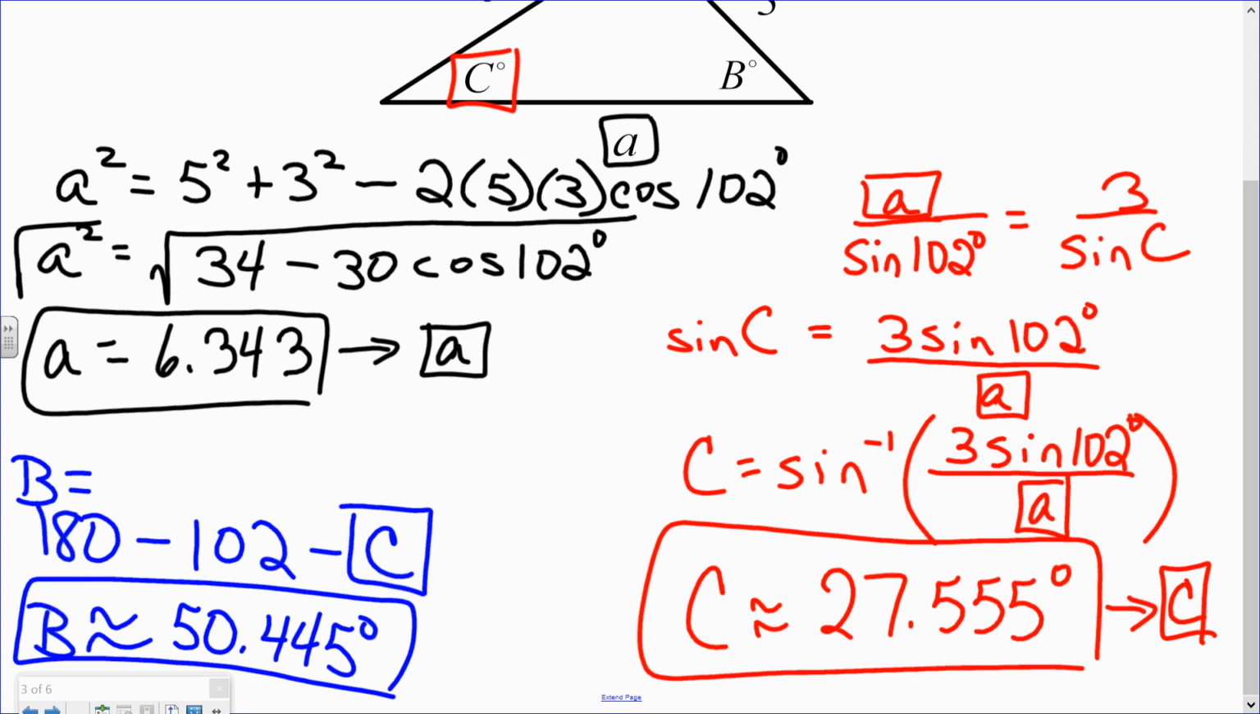All of them labeled, degrees on the angles, not on the side, everything circled. Everybody good with that one? So that's one example of what may happen with law of cosines.